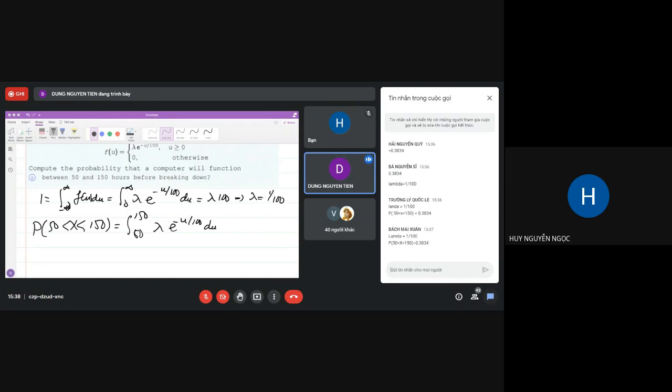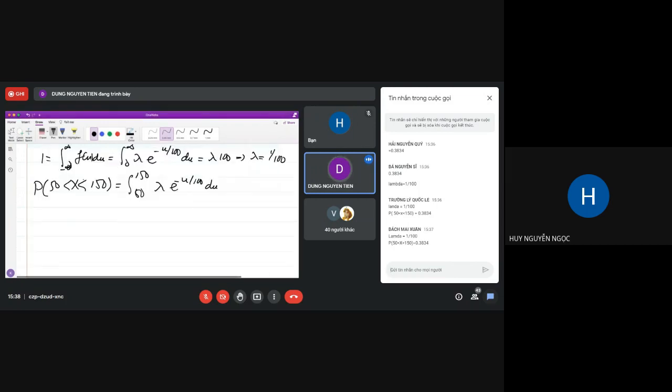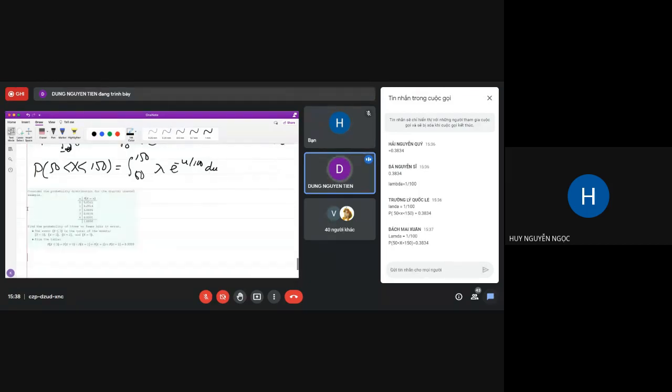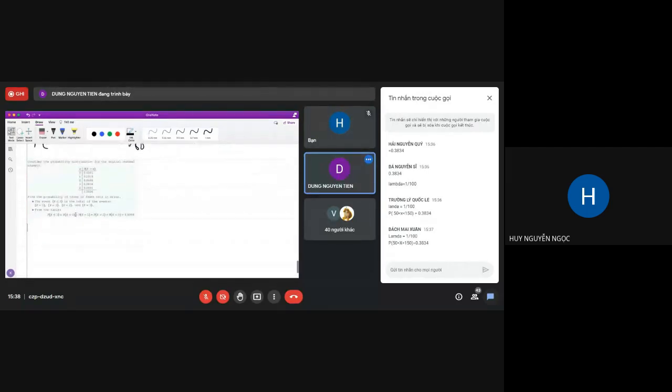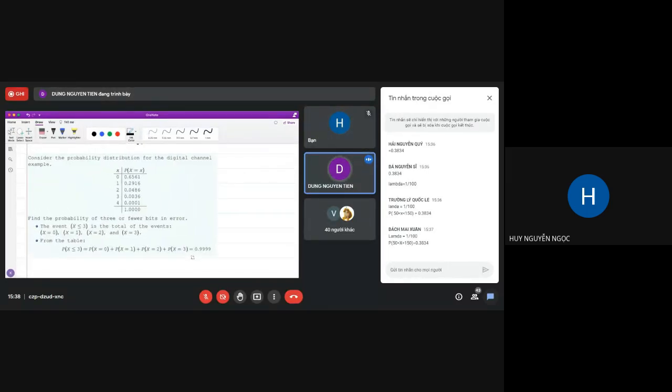Okay, all right. Now we just finished the first part, the probability mass function and the probability density function. Now I want to discuss a little bit about the cumulative distribution function. Let's start with the following example. Consider the probability distribution for the digital channel example. Then X is the number of bits received in error when you transmit 4 bits.